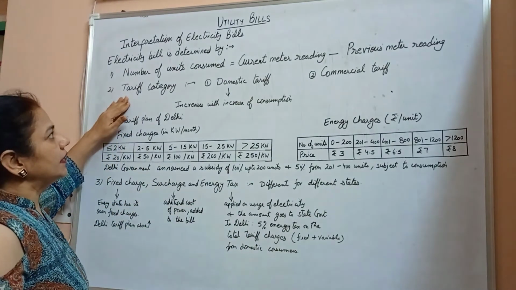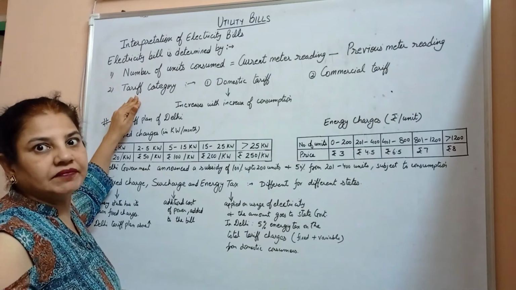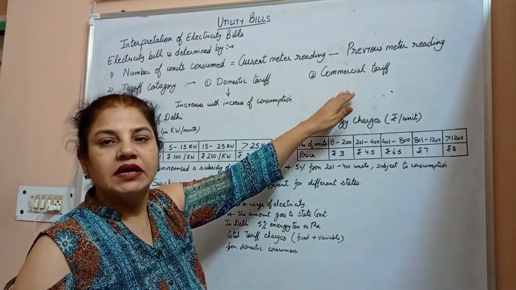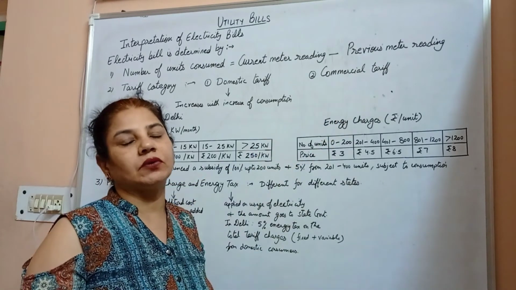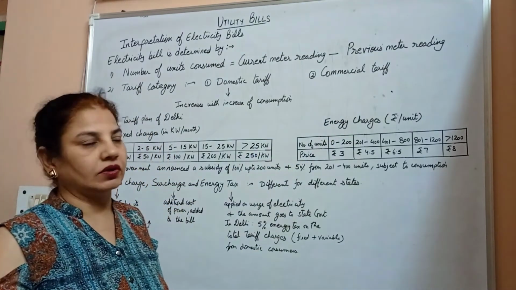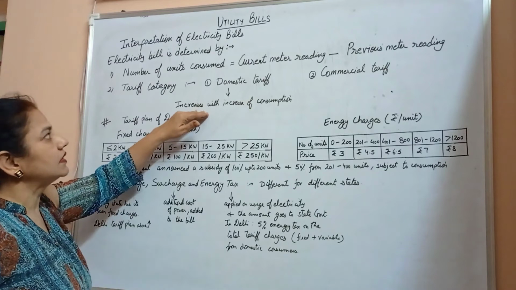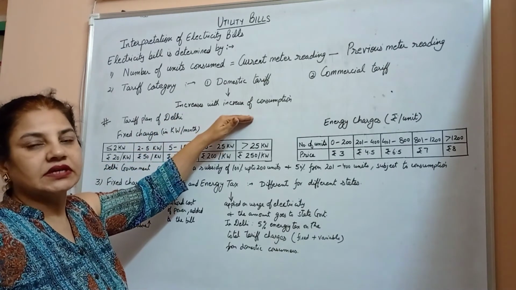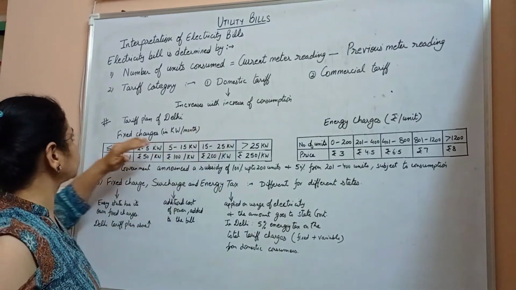Tariff category. Tariff category is divided into two categories: one is domestic tariff and another is commercial tariff. In this chapter, we are going to study the domestic tariff only. The domestic tariff increases with the increase of consumption. As the consumption increases, the domestic tariff also increases.